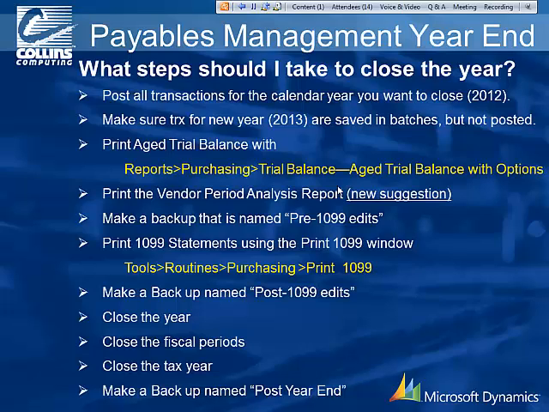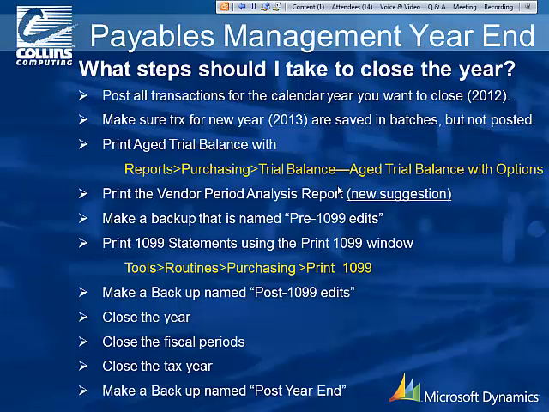And Microsoft this year added the suggestion of also having some vendor period analysis report. I don't know if for some reason a lot of the auditors are looking at that, but they just suggest that maybe you add that to the list of reports. Go ahead and make a backup, and then I want to go ahead and print my 1099s. Now you can print your 1099s at any time. You don't have to do it now. It's just, if you're doing everything in kind of the order that you should do things, this is what we're suggesting.